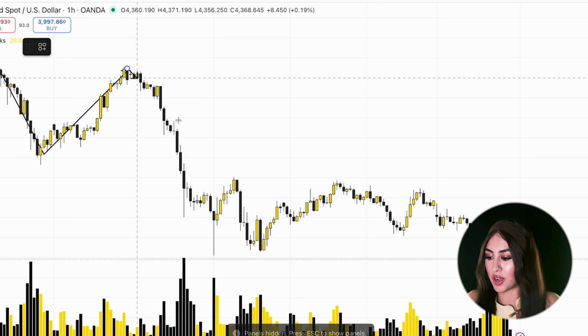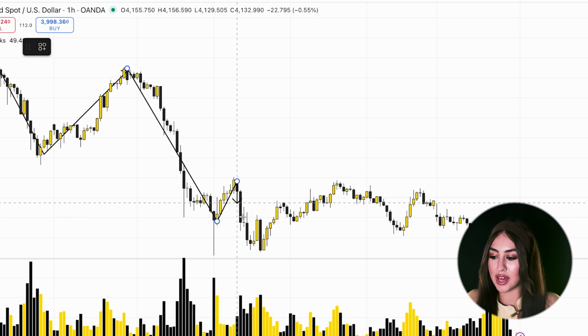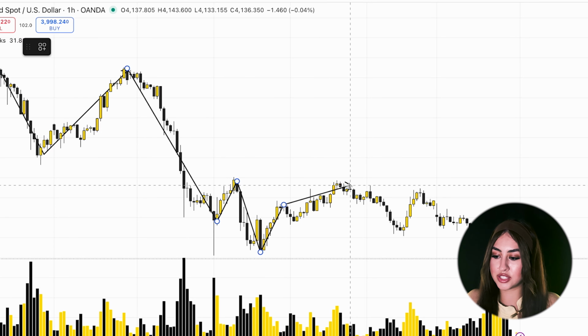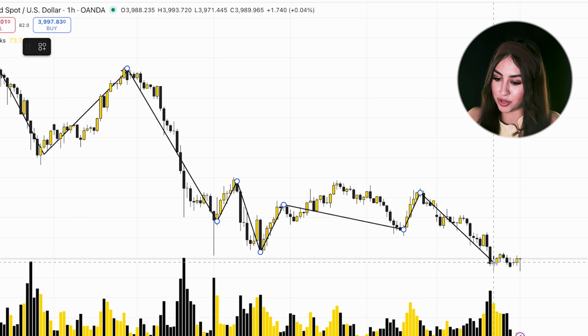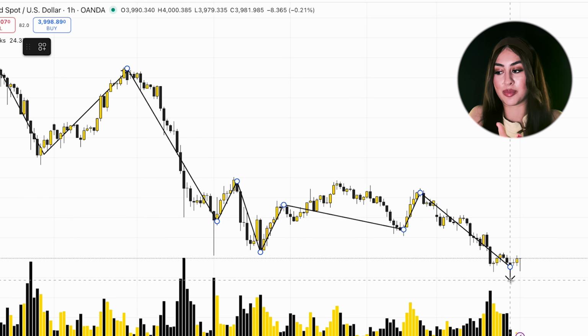So we start here from our higher high, we make a new lower low, this is our new lower high, our new lower low, our new lower high, price consolidates here, makes that lower low, makes this lower high, and then price pushes down below our previous lower high, making it the perfect example of a downtrend.